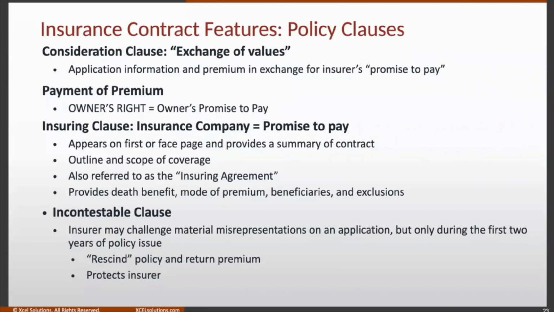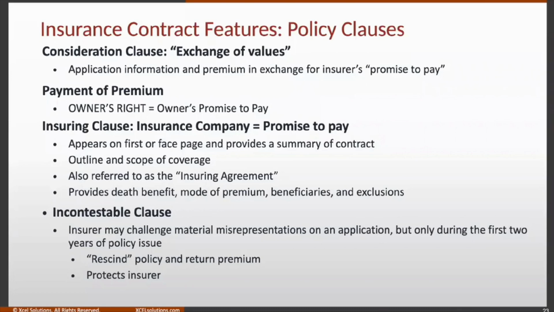Now, the incontestable clause. Here the insurance company may challenge material misrepresentations made on an application. Those are false statements made on an application that are material to the underwriting of the contract. So those are known as material misrepresentations. In an incontestable clause, the insurance company may challenge material misrepresentations on an application, but only during the first 2 years of the policy from policy issuance. So from the date the contract gets issued, the insurance company has 2 years from that date to prove fraud happened on that application of life insurance.